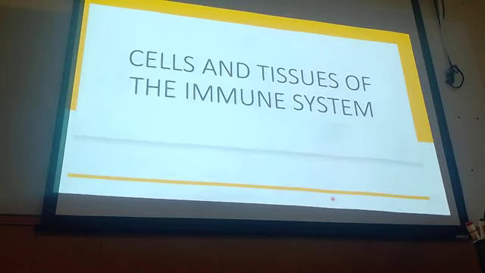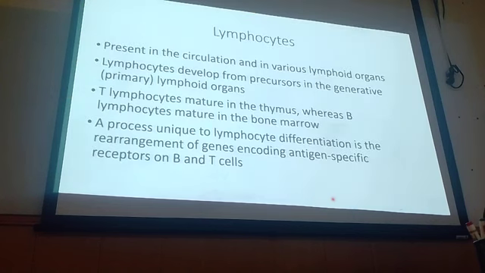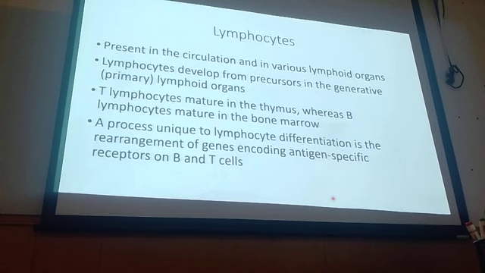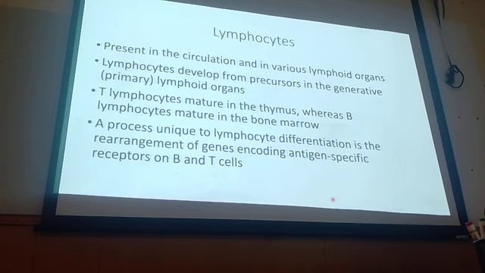Cells and tissues of the immune system. We have lymphocytes. Lymphocytes are present in circulation and various lymphoid organs. Lymphocytes develop from precursors in generative lymphoid organs. T lymphocytes mature in the thymus, whereas B lymphocytes mature in bone marrow. A process unique to lymphocyte differentiation is the rearrangement of the genes encoding antigen-specific receptors on B and T cells. It's very interesting.